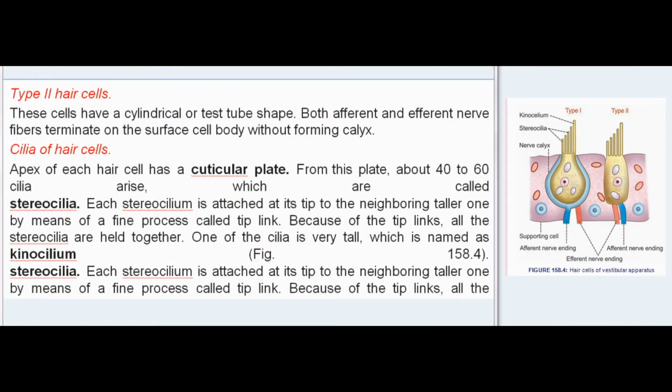Type II hair cells. These cells have a cylindrical or test tube shape. Both afferent and efferent nerve fibers terminate on the surface of the cell body without forming calyx.